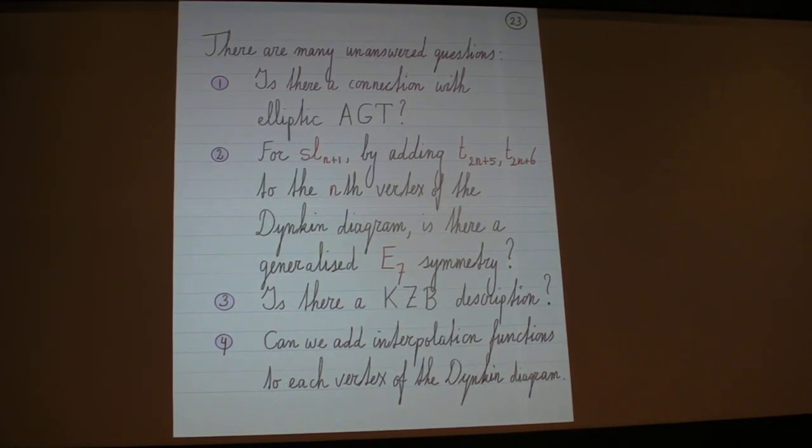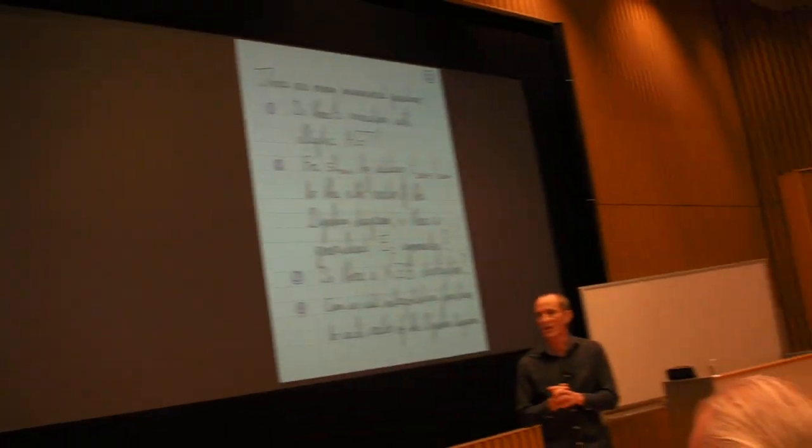And finally, can we add interpolation functions to every vertex of the Dynkin diagram? Because this is really what you would want. At the moment, if I just go back to SL2, we have two Jack polynomials, and this is enough to deal with AGT for SU2.